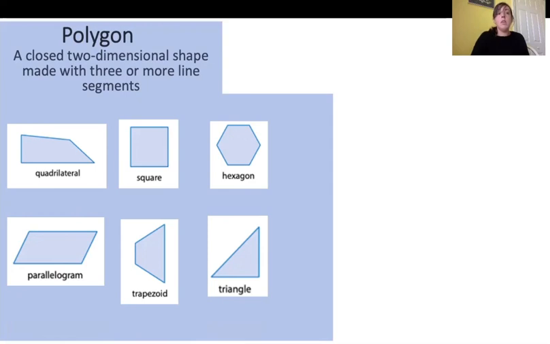And so we see here quadrilateral has 4. Obviously square has 4, so it is also a quadrilateral. Parallelogram has 4, also a quadrilateral. Trapezoid has 4, also a quadrilateral. And as we get into this, it's going to make more sense.